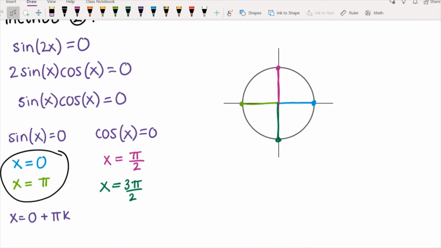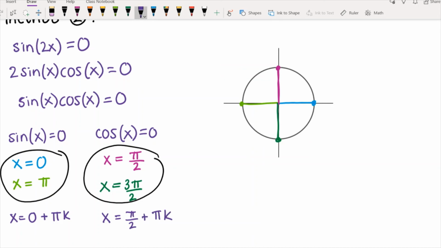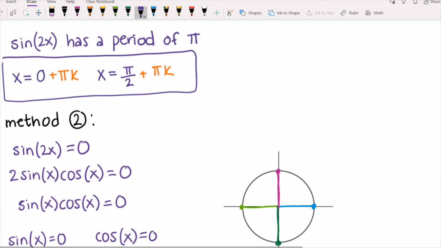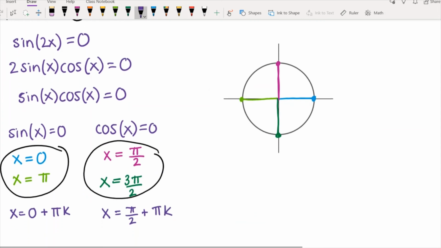Well, if you take pi over 2 and add pi to it, you get 3 pi over 2. And if you take 3 pi over 2 and add pi to it, you get an angle that's coterminal with pi over 2. And if you add pi to that, then you get an angle that's coterminal with 3 pi over 2, and so on. And so these 2 solutions can both be described by x is equal to pi over 2 plus pi k. So either way we do it, we got the exact same solutions that we had up there.